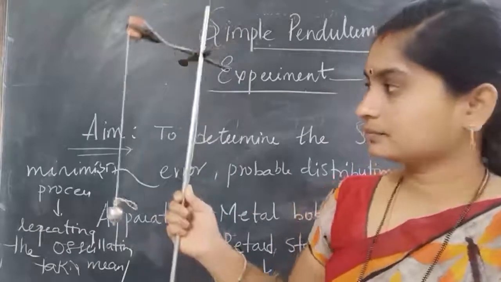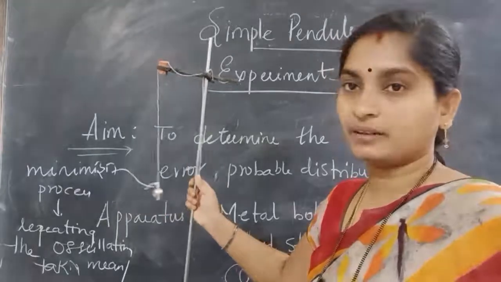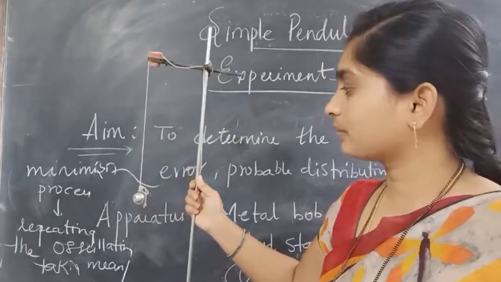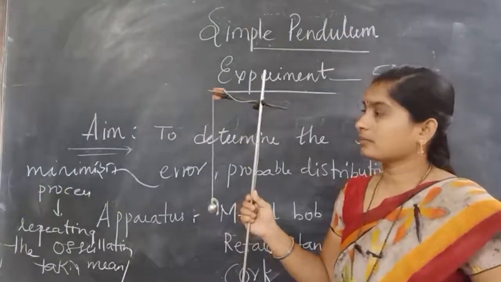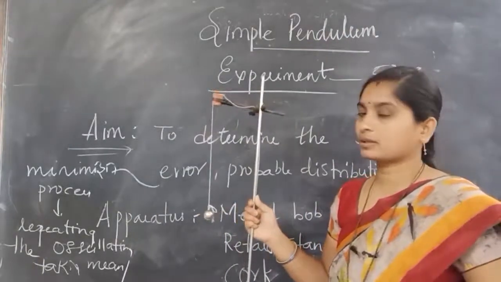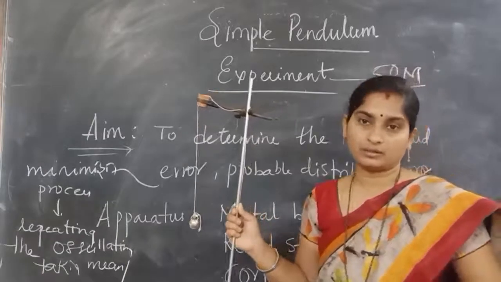This is the retort stand with the arrangement of a simple bob with a suspension, at some distance from the cork to the ground. Right? See this.